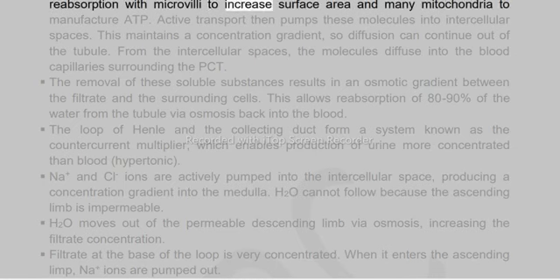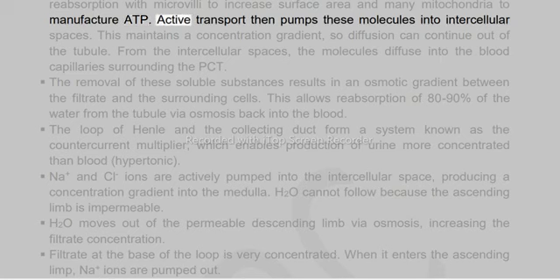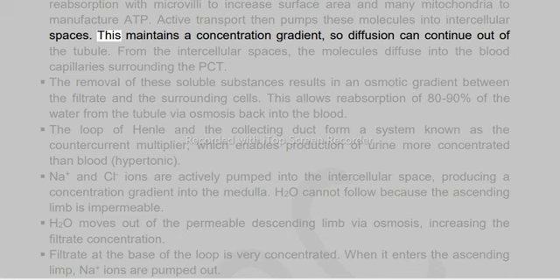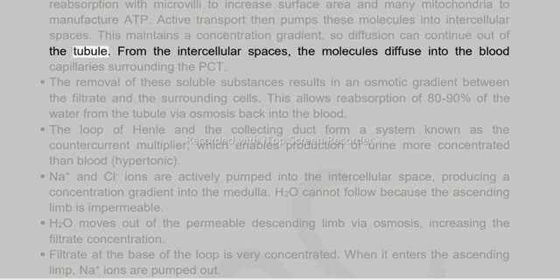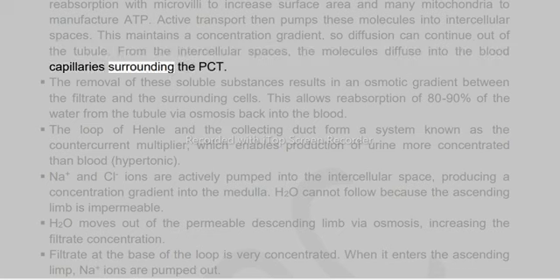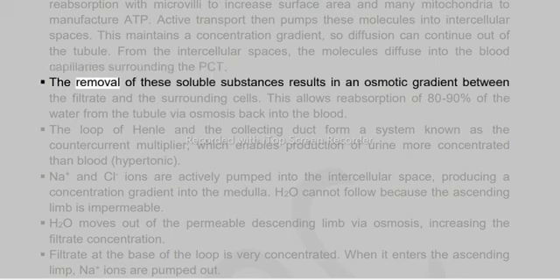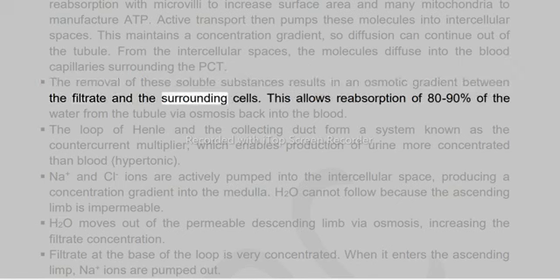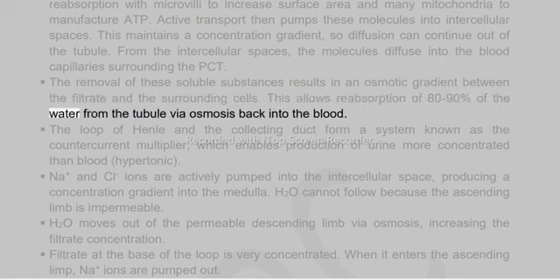reabsorption with microvilli to increase surface area and many mitochondria to manufacture ATP. Active transport then pumps these molecules into intercellular spaces. This maintains a concentration gradient, so diffusion can continue out of the tubule. From the intercellular spaces, the molecules diffuse into the blood capillaries surrounding the PCT. The removal of these soluble substances results in an osmotic gradient between the filtrate and the surrounding cells. This allows reabsorption of 80 to 90% of the water from the tubule via osmosis back into the blood.